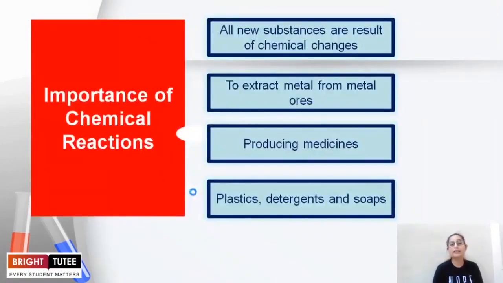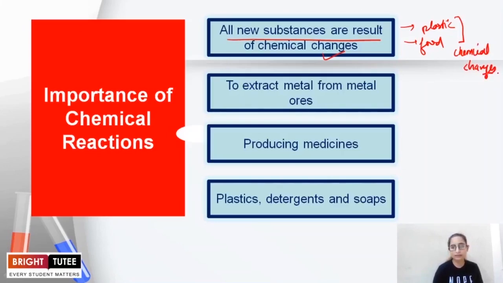Now we have to understand the importance of chemical reactions. What is the importance? All new substances are the result of chemical changes. For example, we have plastic, we have food, right? All these are produced due to chemical changes. As I told you, cooking of food is a chemical change. So chemical changes are very important to us, right? Because whichever new substance is formed is due to a chemical change happening, right? For example, we have curd also. Curd is obtained from milk, and this is a chemical change, right?